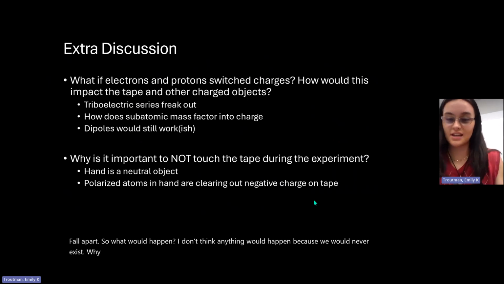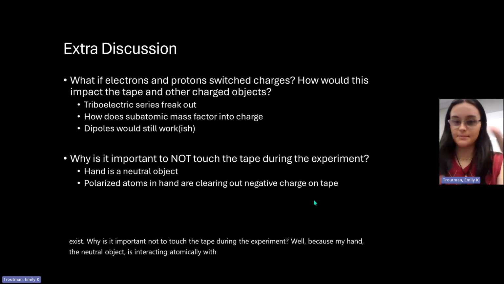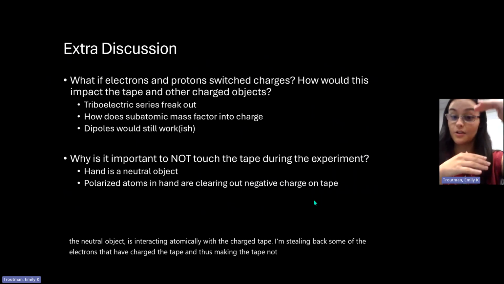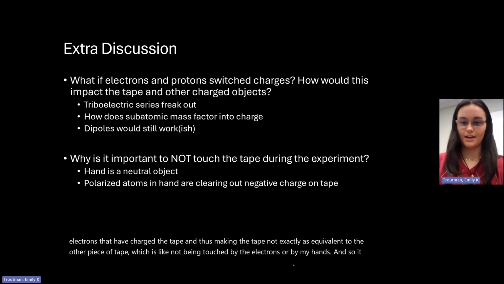Why is it important not to touch the tape during the experiment? Because my hand, the neutral object, is interacting atomically with the charged tape. I'm stealing back some of the electrons that have charged the tape, and thus making the tape not exactly equivalent to the other piece of tape, which is not being touched by my hands. And so it just makes the math messier.